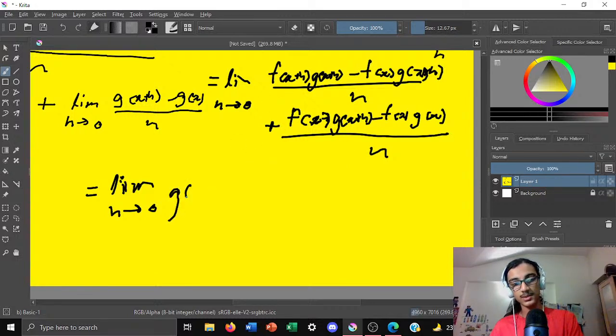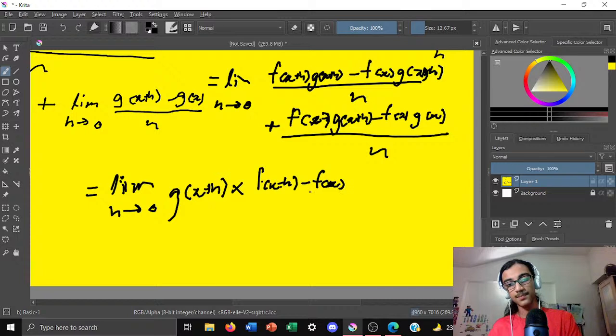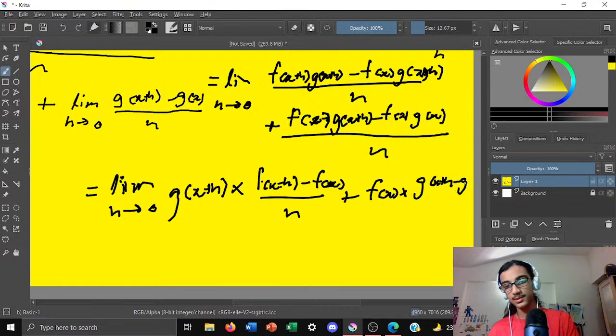G of x plus h, into, we have f of x plus h minus f of x over h, because we just took g of x plus h common. And then we'll add on, we're taking f of x common here, so f of x times g of x plus h minus g of x, sorry about the cramped space, over h, right?